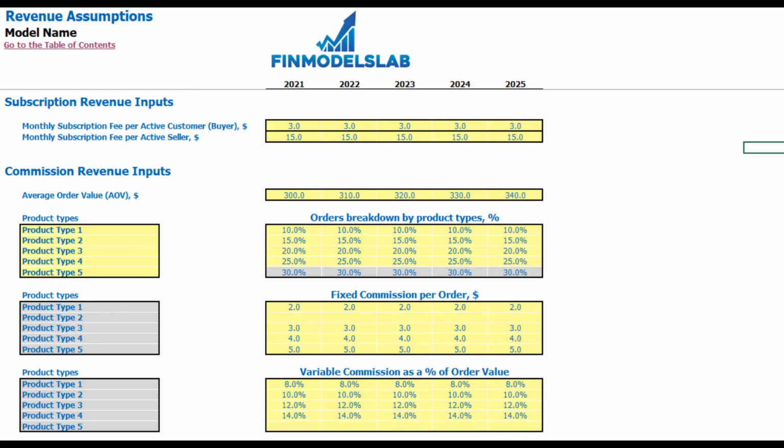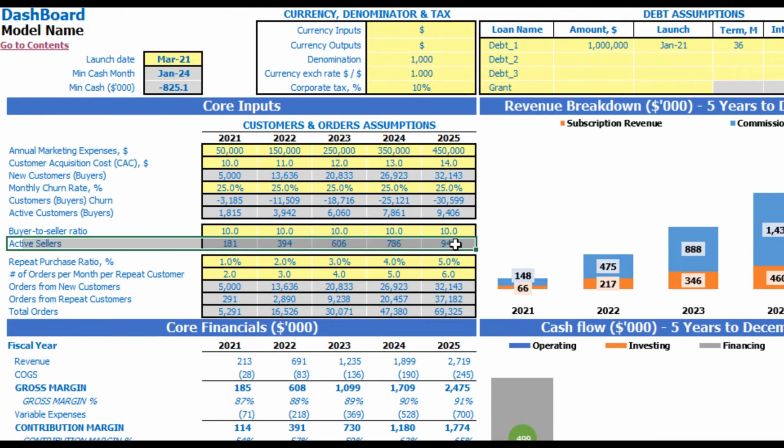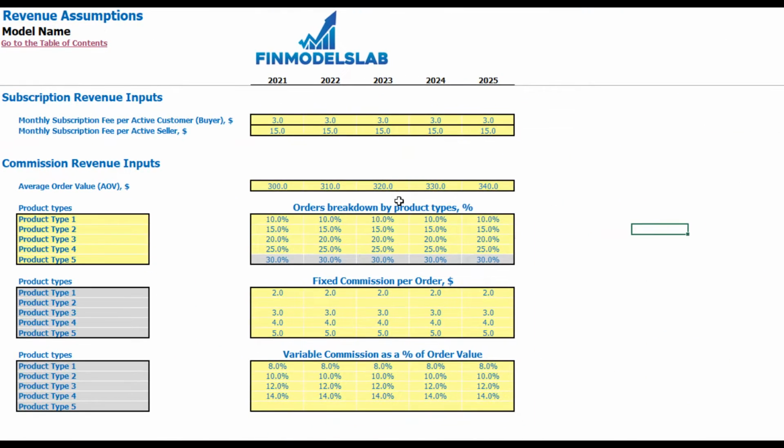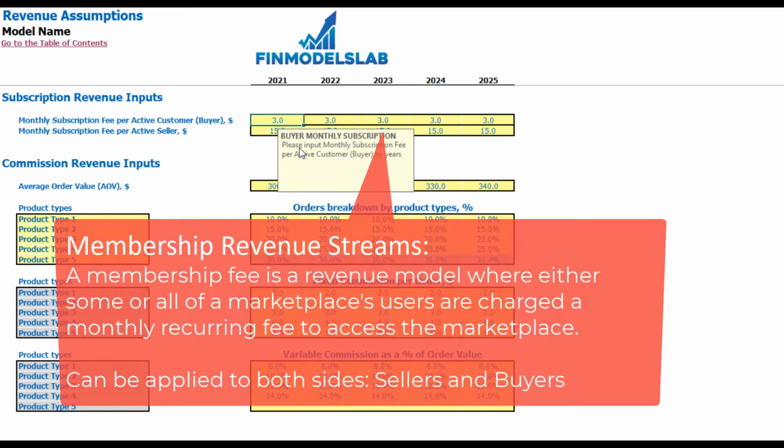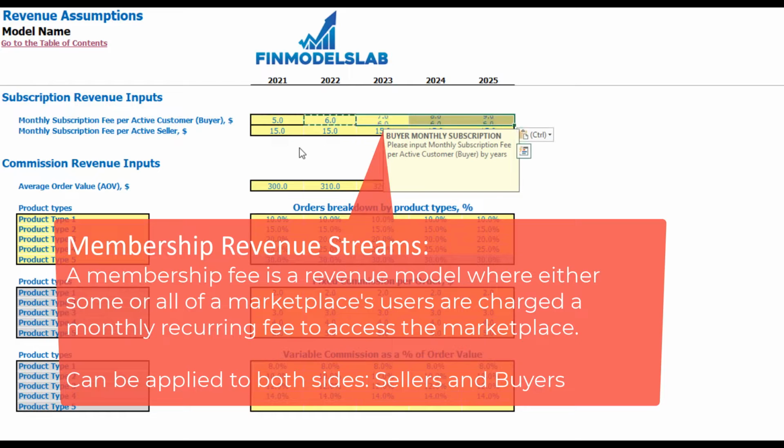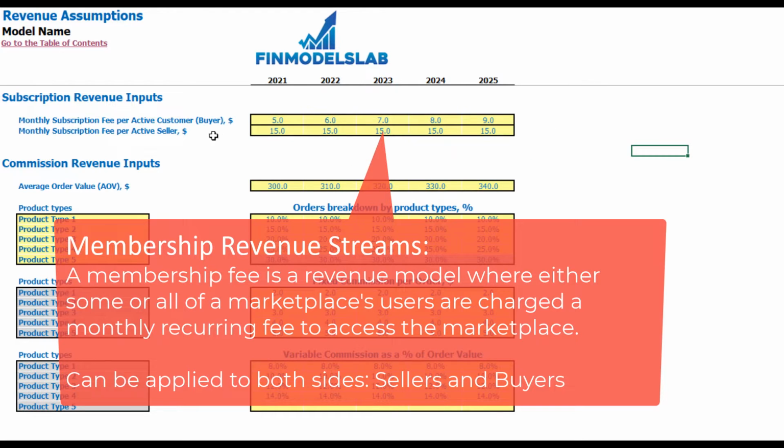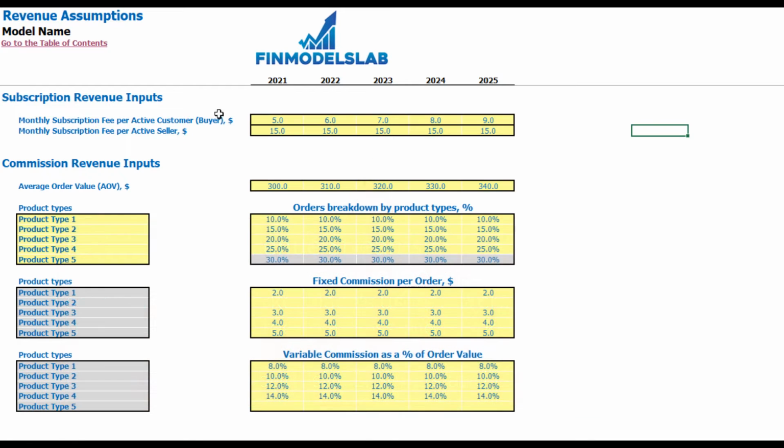Before, on the dashboard, we defined the amount of active sellers, active customers and total orders. So the next step is to set up the monthly subscription fee per active customer and per active seller. It can be flat by years, or it can be, for example, $5 and plus $1 each next year. The same idea for active sellers. By knowing the amount of active customers and active sellers by months and the monthly subscription fee, we easily calculate, by multiplying one driver by another, the subscription revenue by months.